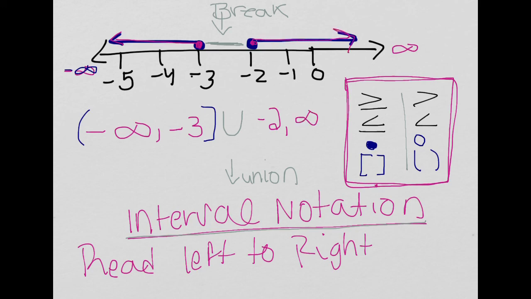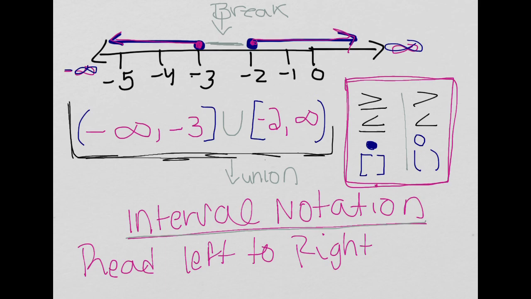And from what we already know, a closed dot represents a bracket, and an infinity goes with a parenthesis. So this is the answer written in interval notation.